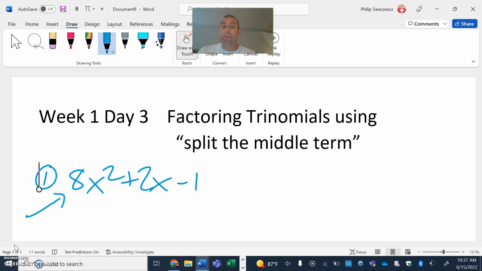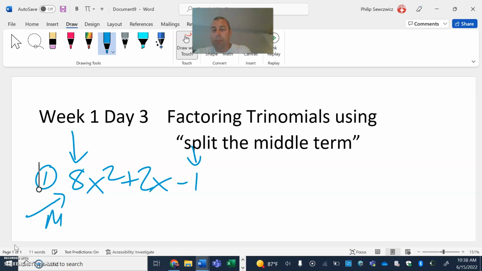Now, at the same time, the guess and check technique still works. So we'll show you both of them here today, and then you can practice them and figure out which one you like a little bit better. So, split the middle term. The way this works out is we're going to focus on multiplying the first term and the last term together.